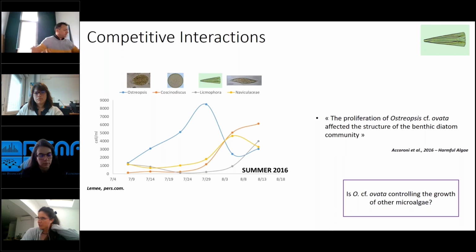So competition with other microalgae is competitive interactions. So again, we started from a field observation where during summer we had a high proliferation of Ostreopsis, during which we had a stable abundance of other microalgae, and the other microalgae started to bloom after the decrease of Ostreopsis abundance. This had been already observed by other authors, that the Ostreopsis bloom was affecting the community of microalgae. So our main question was, is Ostreopsis ovata able to control the growth of other microalgae?